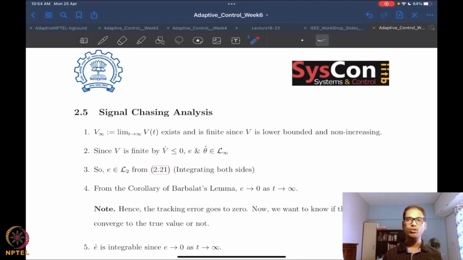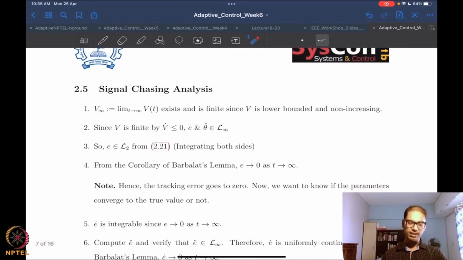In fact, in a lot of the new research articles on adaptive control, the authors don't even mention these steps anymore, because it's so standard that once you have a V dot, they pretty much conclude whatever is expected. They expect that the reader can already follow these steps on their own. Great. So this is the signal chasing analysis.